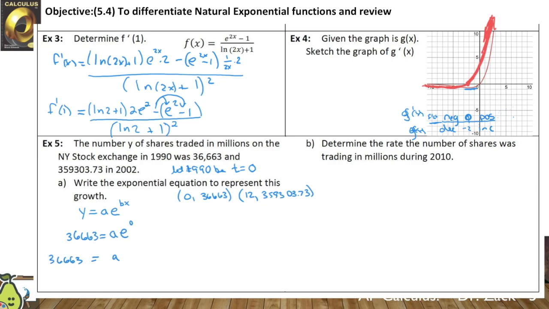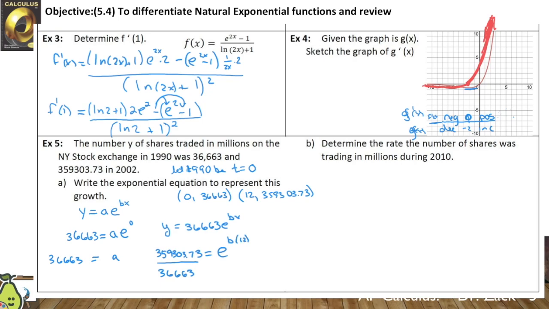Okay, so next thing we're going to do is figure out the b value if we can. Use our same function. We'll get y equals our a, 36663, e to the bx. Do some substitution. We get nasty number equals, oh, let's do the division now. And then we'll have e to the bx. B is missing, and the x is 12.